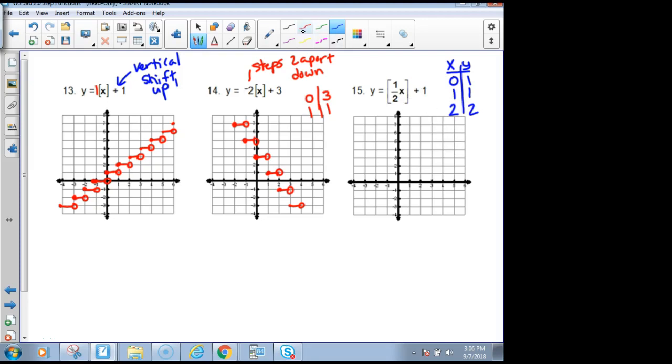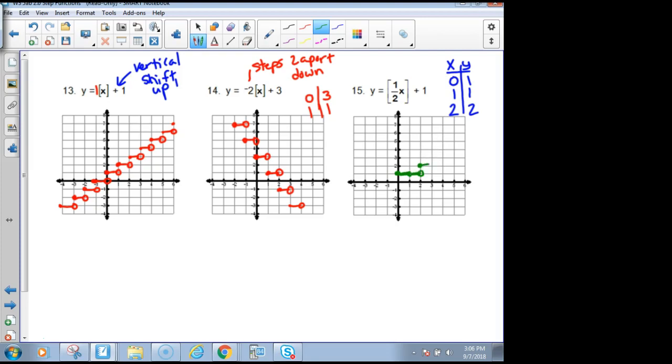So let me just see what's going on here. 0, 1, 1, 1. So it kept going, right? And then when it got to 2, it jumped to 2. So that means it didn't jump until I went 2 spots. So it stretched it horizontally. It got wider. The step got wider.